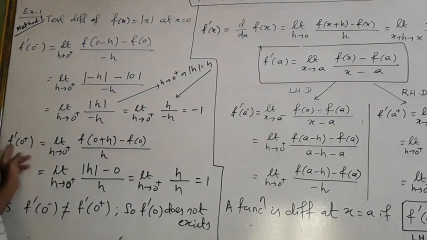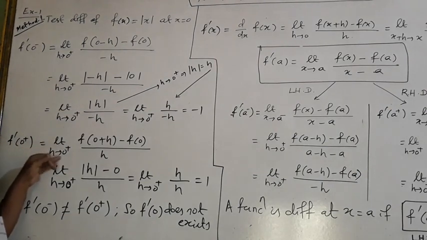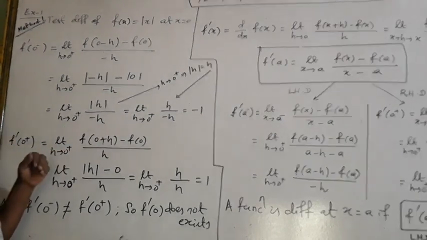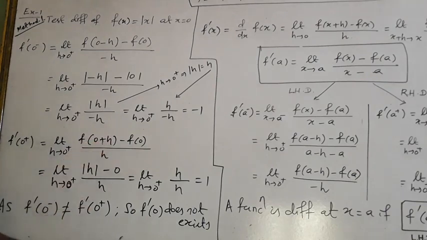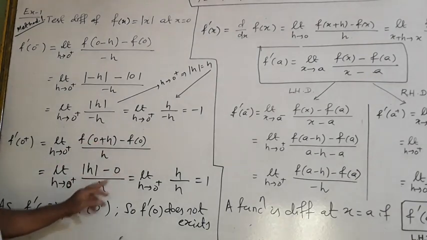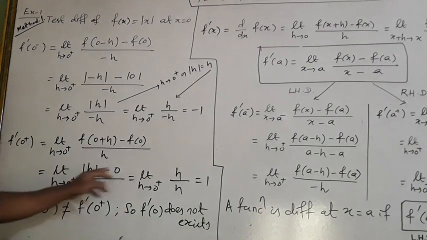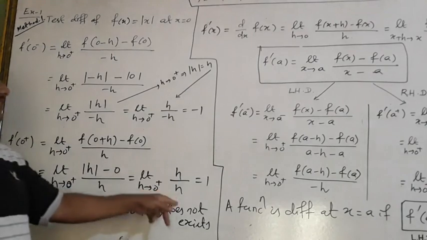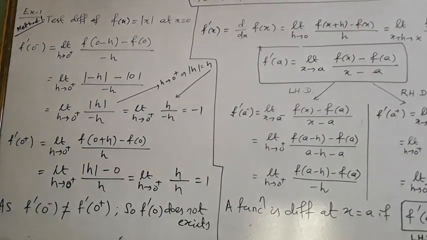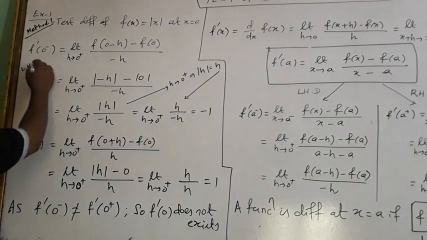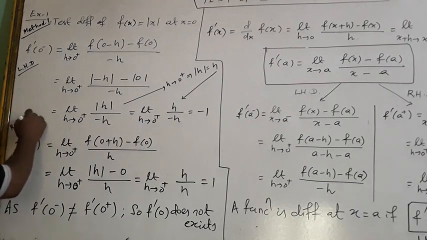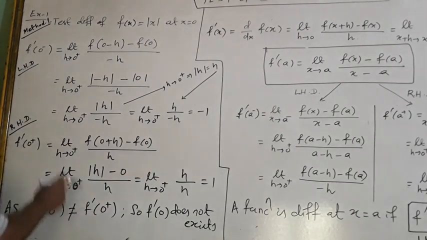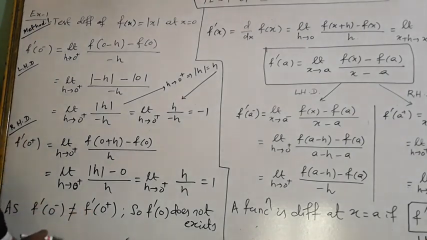Now f'(0+), what is it? Limit h tends to 0 plus, [f(0 + h) - f(0)] / h. So f(h) means |h| minus 0 over h, and |h| is equal to h as h tends to 0 plus, so h / h is equal to 1. This is the left hand derivative, minus 1, and the right hand derivative is plus 1. The left hand derivative is not equal to the right hand derivative, so f'(0) does not exist.